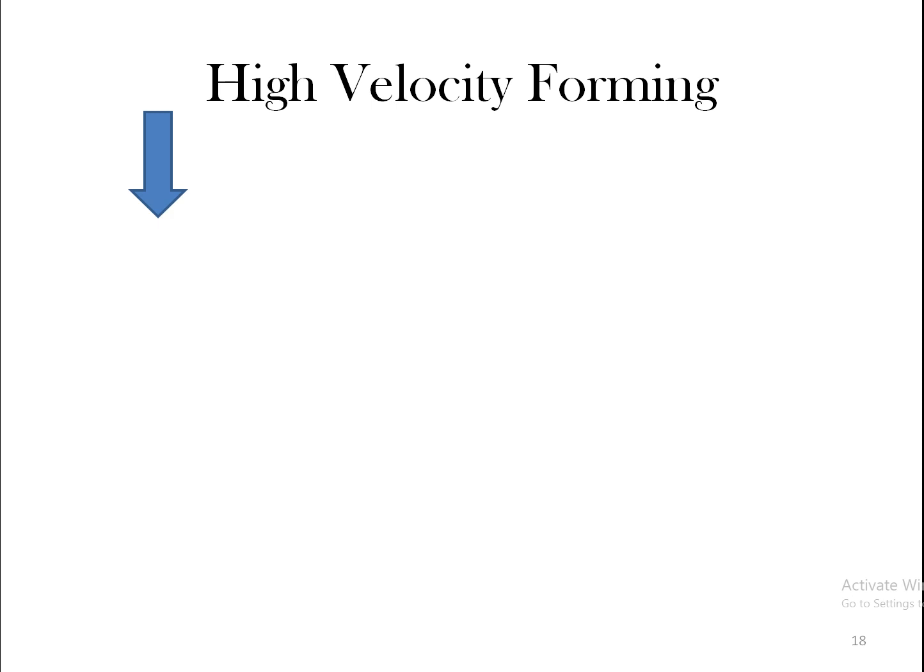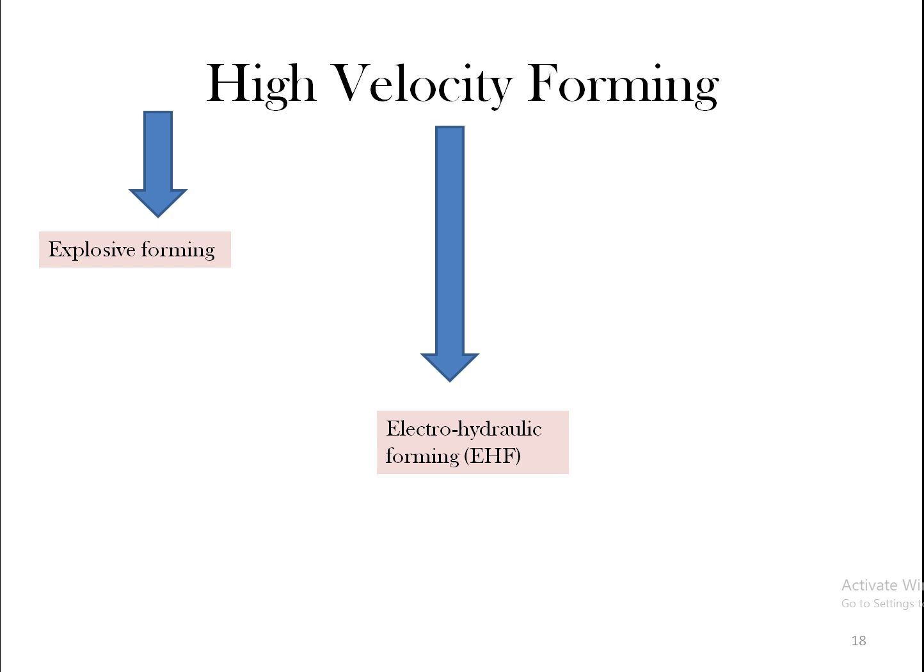As we have already seen, high velocity forming can be classified into three types of forming methods. The first one is called the explosive forming method. Second is called electrohydraulic forming, and the third one is electromagnetic forming method. From the syllabus point of view, we'll be concentrating mainly on explosive forming and electrohydraulic forming. So let us start our journey with this explosive forming method.